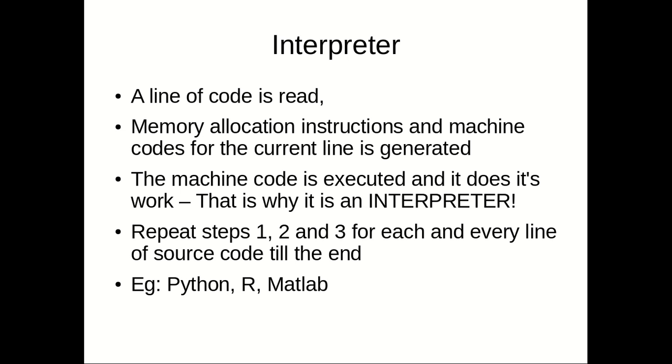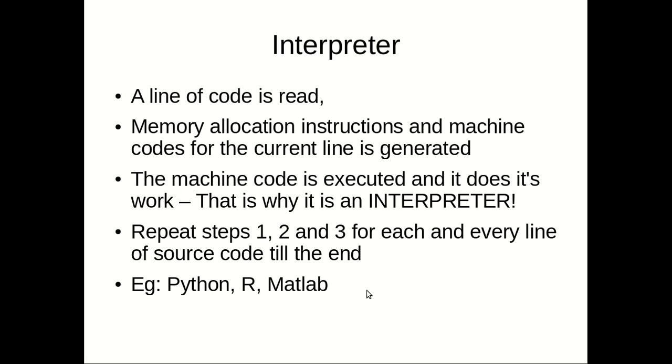The machine codes are generated, and it does some job. The third line is read, machine codes are made, it does some job, and this entire cycle of steps 1, 2, and 3 gets repeated again and again for each and every line until all the lines in the source code are read and completed. This kind of architecture is implemented in programming languages like Python, R, MATLAB, and several others.